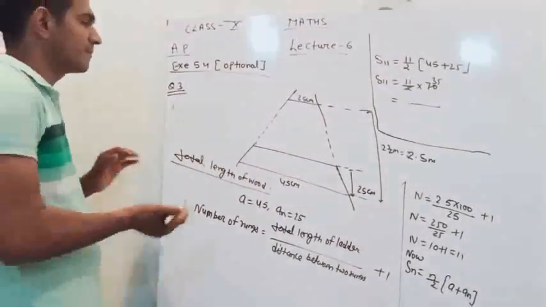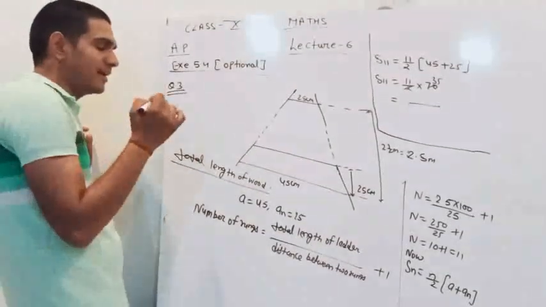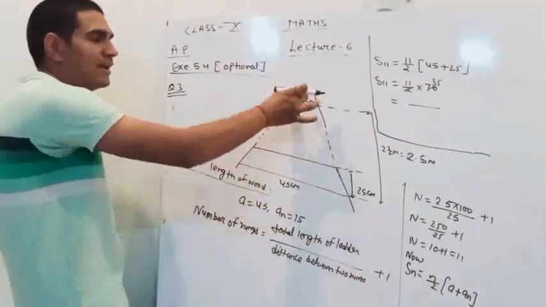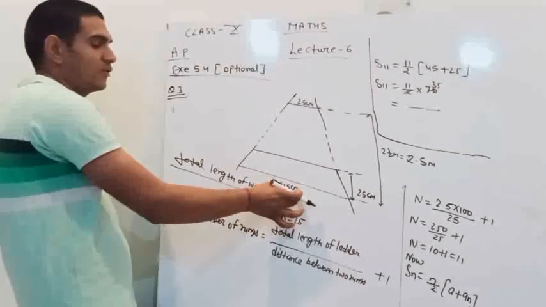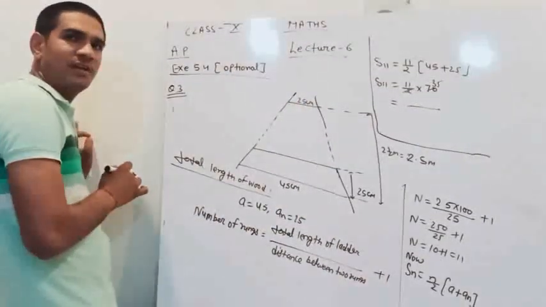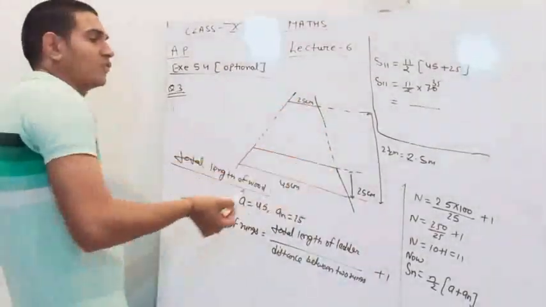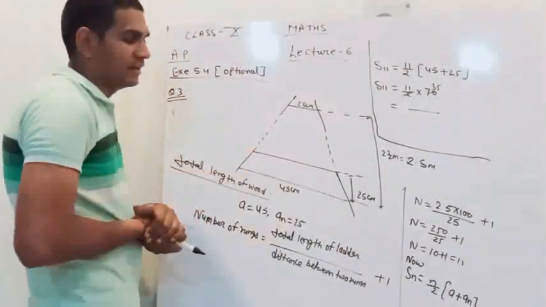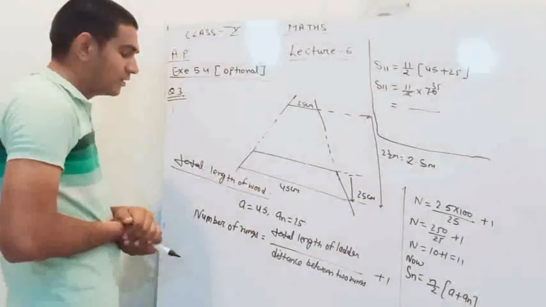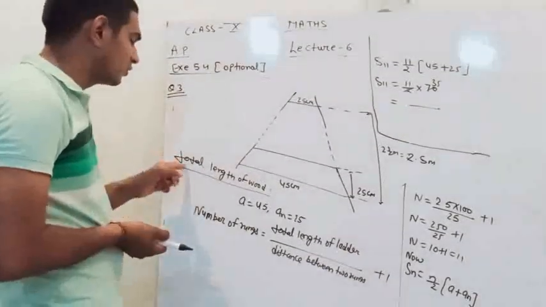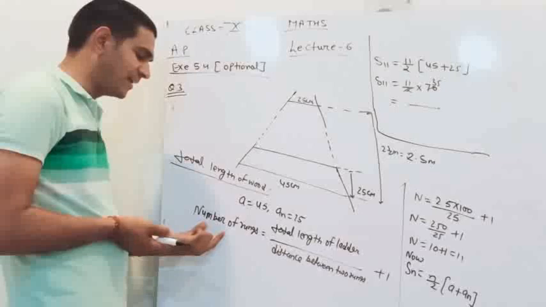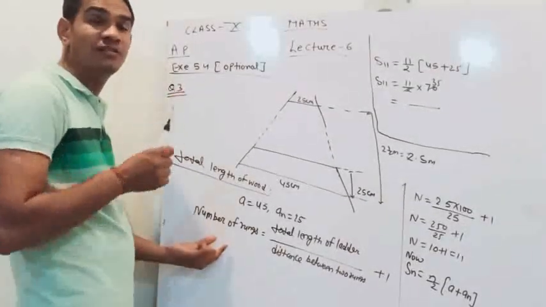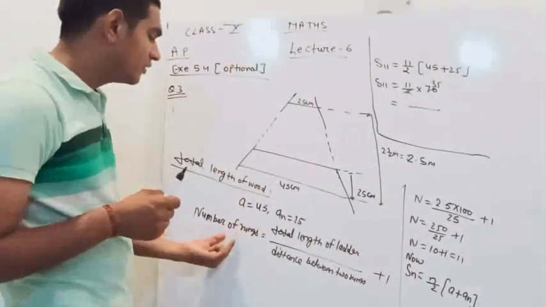Understand? So again, in the first type of questions, what is it? The starting value is given, the ending value is given. First term is 45, nth term is 25. The total length of the ladder is 2.5 meter and distance between two rungs is 25 centimeter. So how will we find out the total length of the wood? Firstly, we will find out the number of rungs. How many wooden sticks are used?